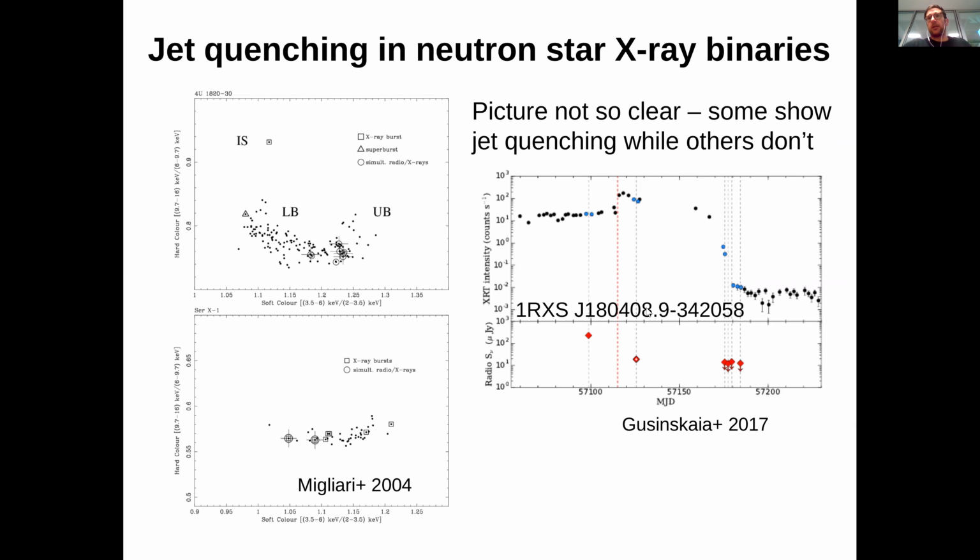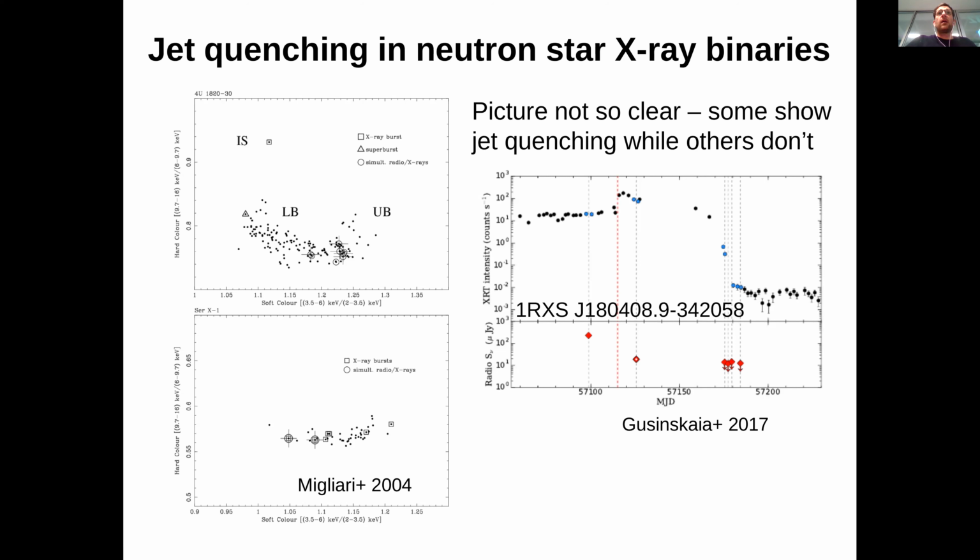1RXS J180408 detected strong radio quenching as the source transitioned from the hard to soft state. And we see that here where the radio emission is detected quite bright, starts to fade, and then is not detected following the source transitioning to the soft state.